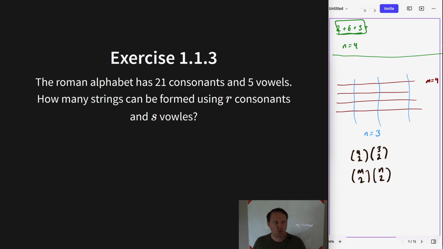Okay, exercise 1.1.3. The Roman alphabet has 21 consonants and 5 vowels. How many strings can be formed using R consonants and S vowels? This is a little bit like things that we've seen already in a few videos. The basic idea is that we're going to have some number of consonants, so let's diagram it: this is just an initial diagram, but I've got consonant, consonant, consonant, consonant. There are R of them. Vowel, vowel, vowel, vowel. There are S of them.